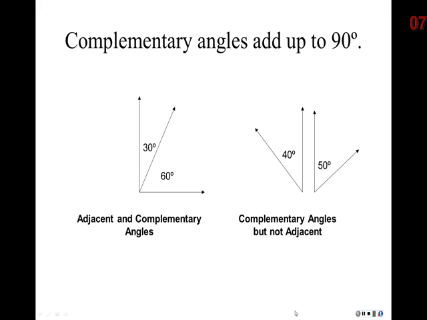Complementary angles. Complementary angles total 90 degrees. Here is a set of adjacent complementary angles. That means they're side by side. But they do not have to be adjacent to be complementary. So in this rule, they don't have to be adjacent, but they have to total 90 degrees to be complementary.